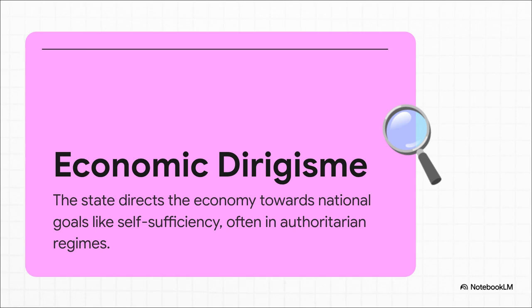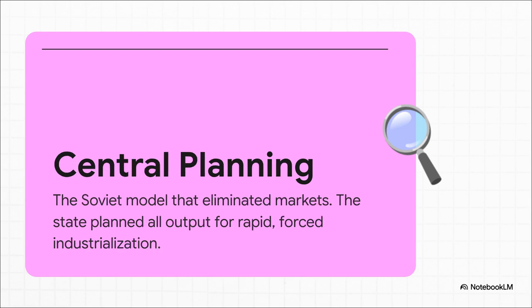It seizes control of the economy to force it towards big national goals, like military power or becoming self-sufficient. And then, at the furthest extreme, you had the Soviet model, central planning. This recipe didn't just steer the market, it threw the market out the window entirely. Private property was gone, and the state planned every single aspect of the economy in a brutal, top-down push to industrialize as fast as possible.